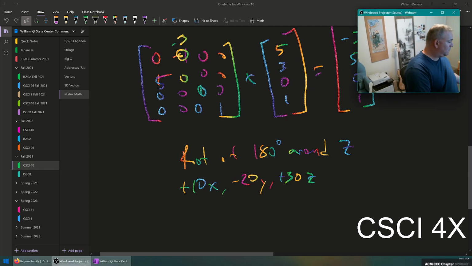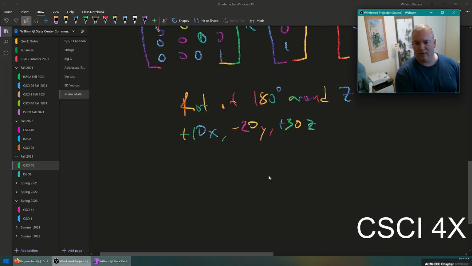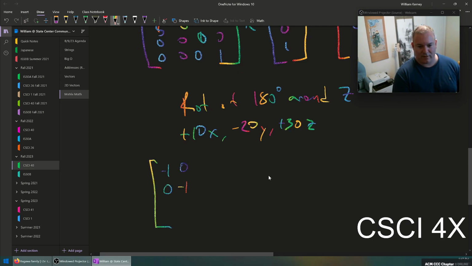All right, so if we wish to combine a rotation and a translation, there is an order of operations to these things. If you move it then rotate it, that's different than rotating it and moving it. I'm not going to worry about that right now. So what we're going to do is have -1, 0, 0, -1, 0, 0, 1, 0, 0, 0, 0, 0, 1, 10, -20, and 30.